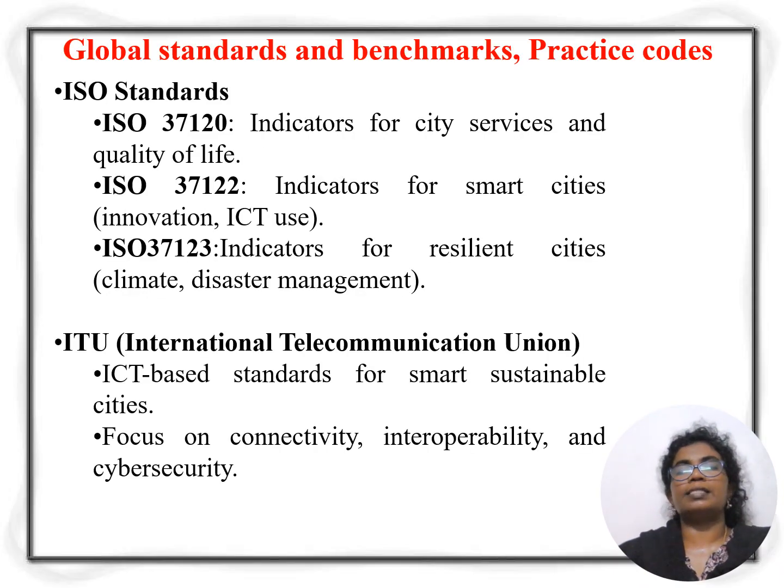So what are the global standards, benchmarks and practice codes for smart cities? ISO standards include three main ones. First is ISO 37120, which includes indicators for city services and quality of life. Next, ISO 37122, indicators for smart cities, innovation, ICT use, everything. The last one is ISO 37123, indicators for resilient cities such as climate and disaster management; everything comes under this particular standard.